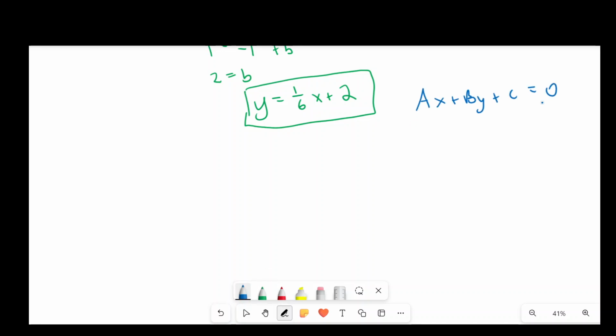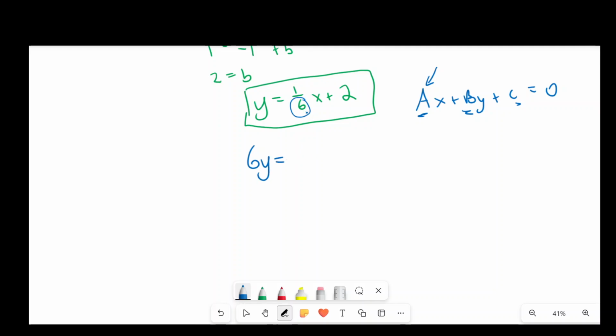All of the terms are on the left side of the equal sign. And rules like no fractions allowed for A, B, C, and the A value has to be positive. So I'm going to start by taking my slope-intercept form, and I'm not allowed to have fractions in standard form, so I'm going to multiply everything by 6.